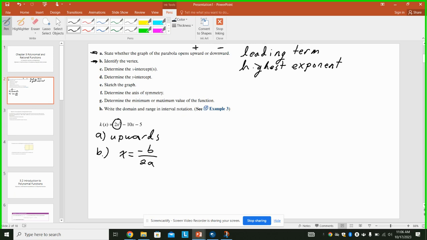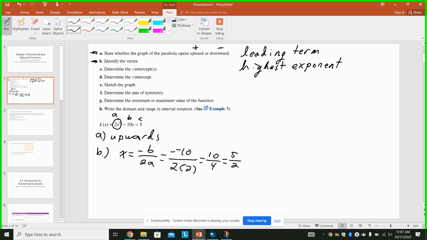So remember, this is a, b, c. When I plug it in, my b is what? Negative 10, but when I apply the negative, it will become a positive. And then I have 2 times my a, which is 2. 2 times 2 was 4. We reduced that fraction, and we already wrote all this yesterday. I'm just recapping where we were.